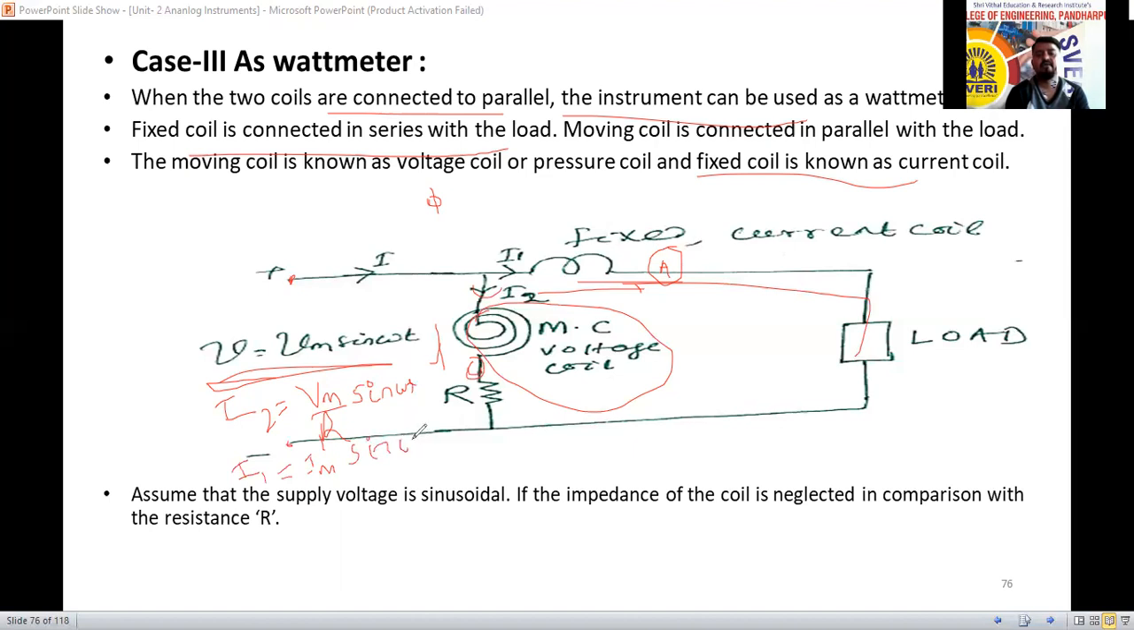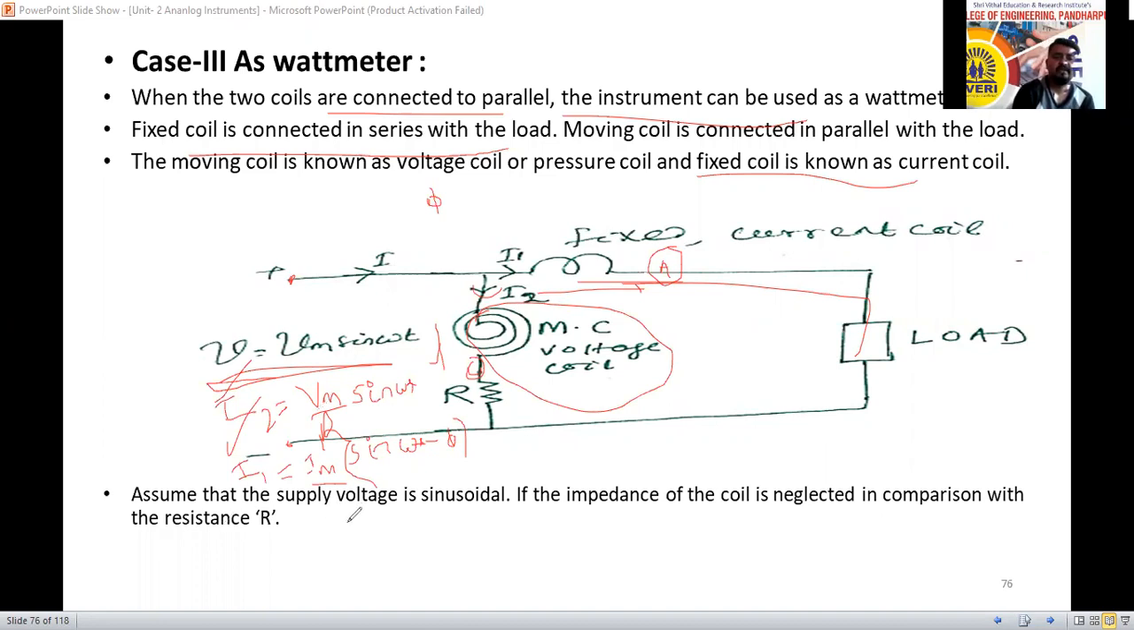Sin(omega t minus phi). We can write it like this. So this is the I1 equation, and we got the I2 equation now. Substituting in the torque equation, we get Im and Vm, the maximum value divided by √2, since √2 comes from taking the average value. So obviously we will get the power equation here.